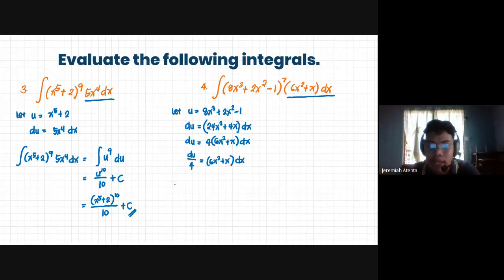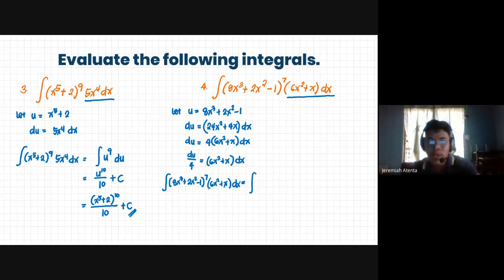Saan po? Dito na lang. Integral of 8x cubed, sulat ko muna ha, plus 2x squared minus 1 to the power of 7, then we have 6x squared plus x dx. This is now equal to the integral of 8x cubed plus 2x squared minus 1, we let that one as u. So we have u to the power of 7. 6x squared plus x dx is now equal to du over 4. So we have du over 4.